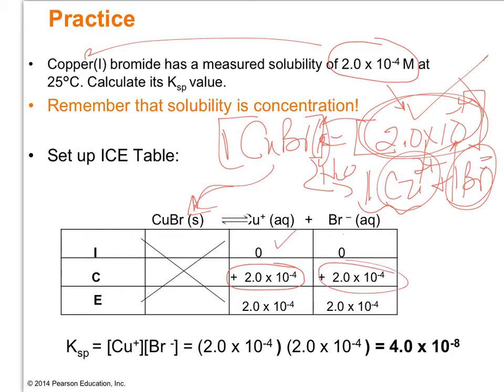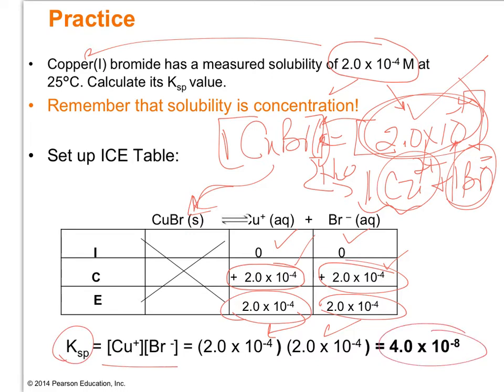So here we go. We start with 0 amount of the solvated ions, and we know based on what the problem told us that the amount of each of those solvated ions we form is 2 times 10 to the minus 4. So it's pretty simple. Now we know the equilibrium concentrations, which we then plug into the expression for KSP. KSP value for copper 1 bromide is 4 times 10 to the minus 8. That is a pretty simple one.